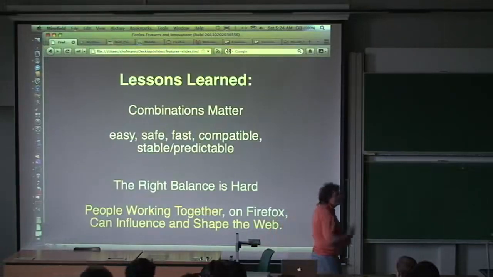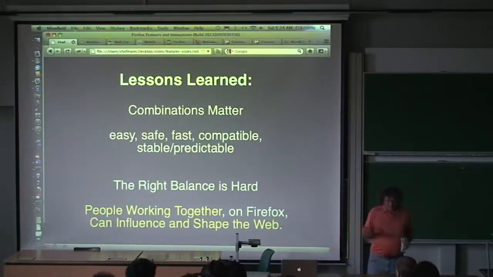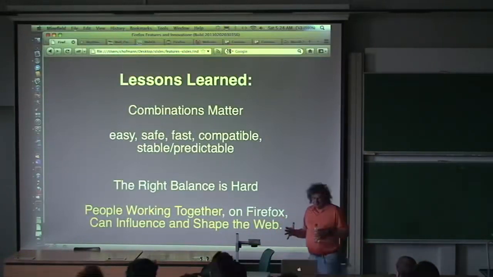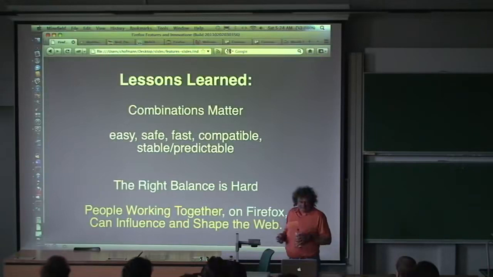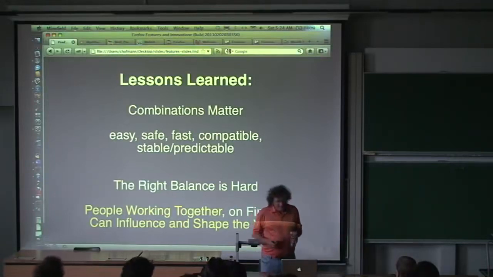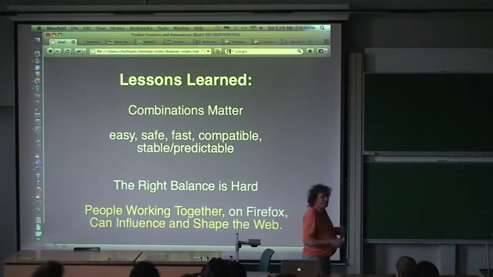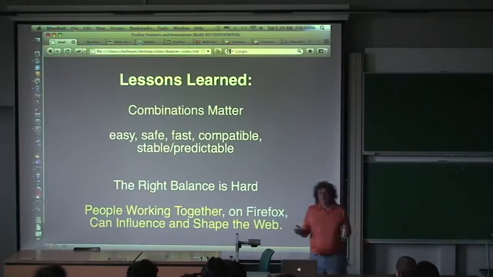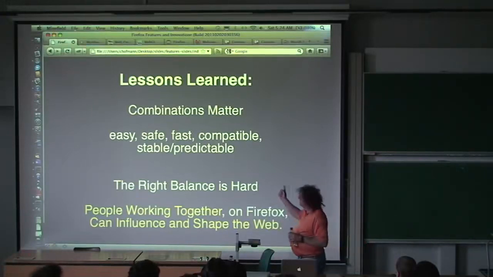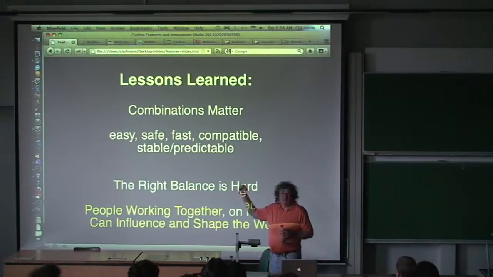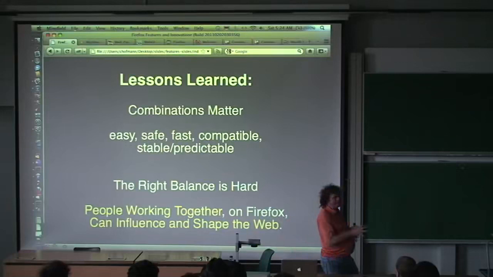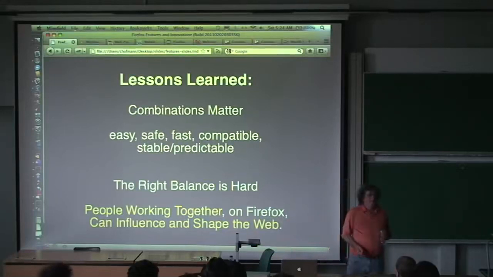So the lessons learned through this comparison to the auto industry: keeping these combinations of safe and easy and fast and compatible and stable and predictable are pretty important, not only in individual features, but in the browsers in general. And that's the way that people evaluate browsers. If there's one critical element of those 5 or 6 things that's missing, people just latch onto that and they move to a different product.